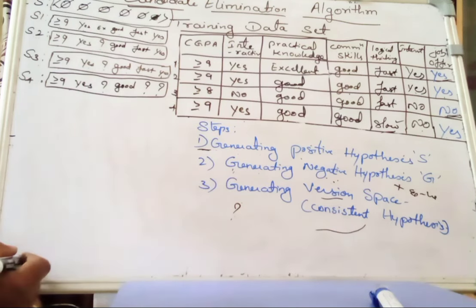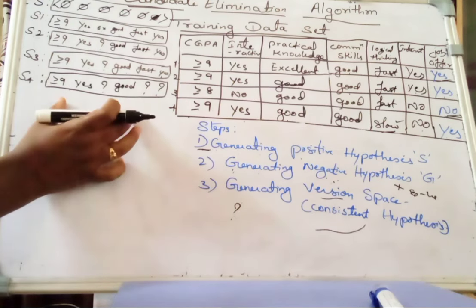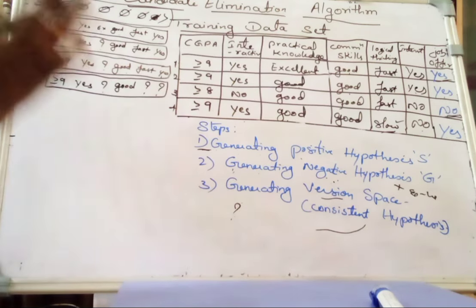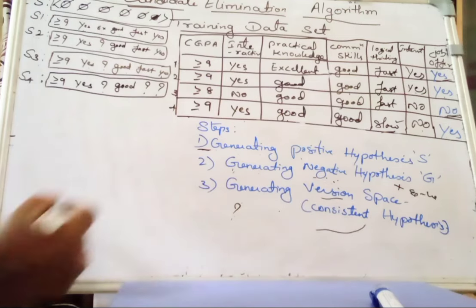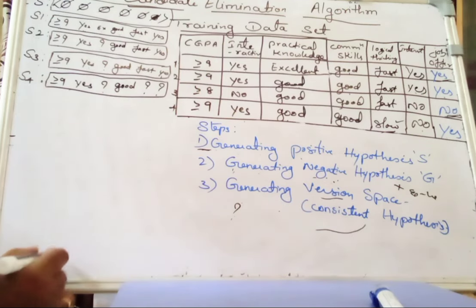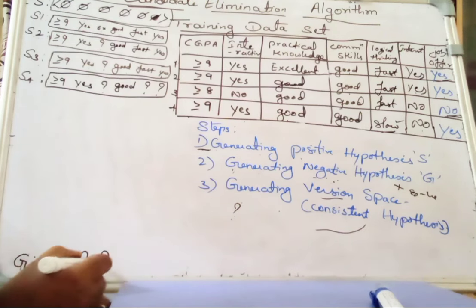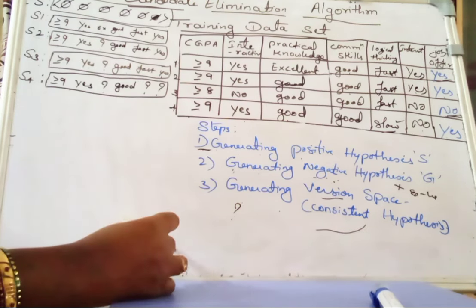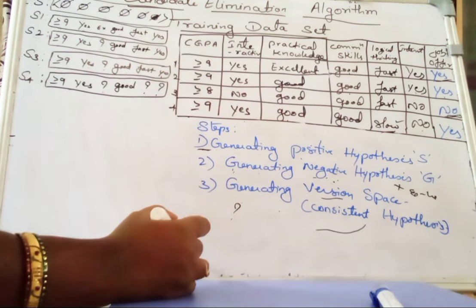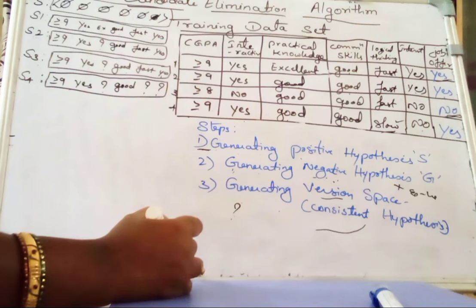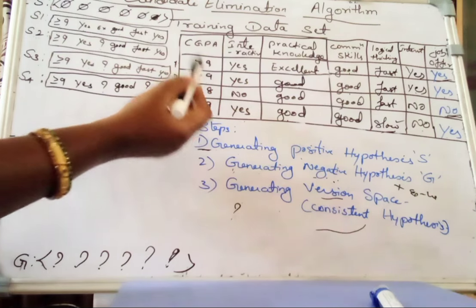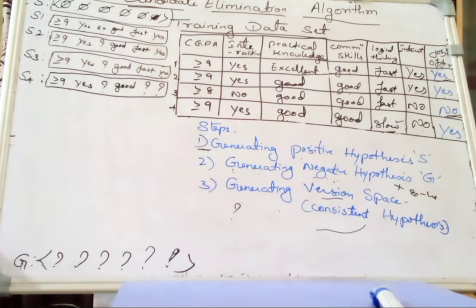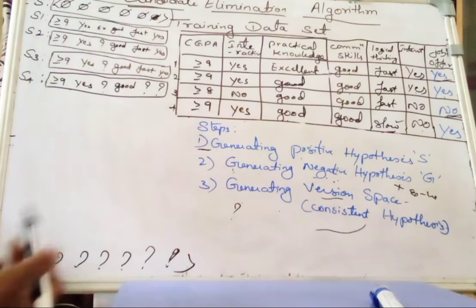Now I'll start writing my generalization from the bottom so that I can combine both the S4 and G4 in the middle. That is for generating the consistent hypothesis. So start with the general hypothesis here. Our general hypothesis always starts from the question mark. So I have 6 attributes, so I have to put 6 question marks here. Okay. So now here question mark indicates what? It can be anything, either yes value or no value, or greater than or equal to 8 or greater than or equal to 9. It can be any value. It will satisfy. It will generate the job offer, yes or no, whatever the inputs can be.